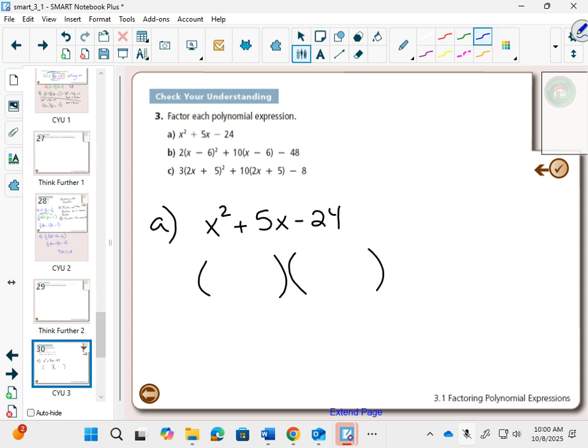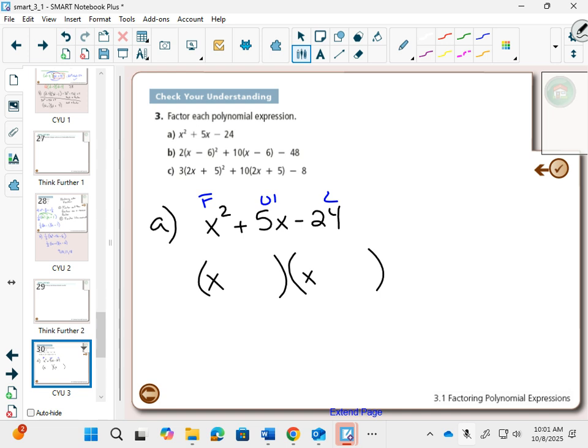Remember the strategy we were using. Our first ones have to be this, our last ones have to be this, and the outside and the inside combined have to be that number. Can you see this is a level 1 from yesterday? The only thing that'll give me x squared is x and x. 24 has some options. But if you want your outside and your inside, this is on page 174.